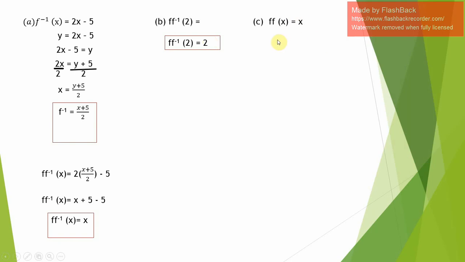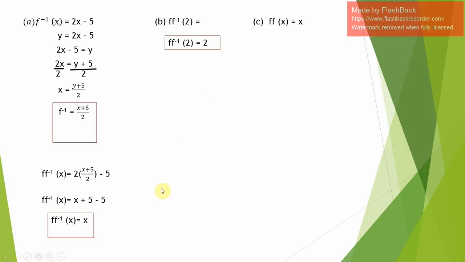What does this mean? F of x, we don't have this. Don't think that this is what is here. No, here we have the inverse, so f inverse of x is x. But now what about f of x? Do we have that? No, we don't. So we just find that. How are we going to find that?